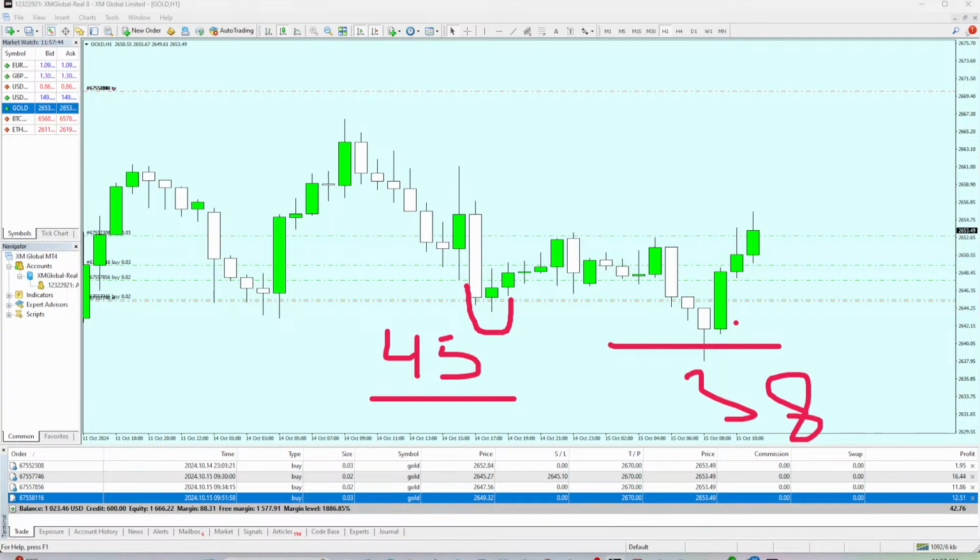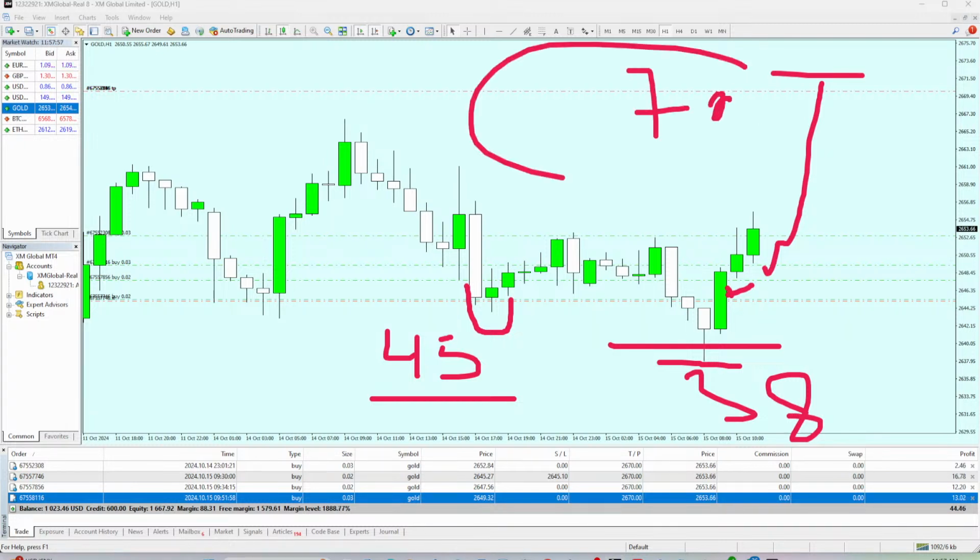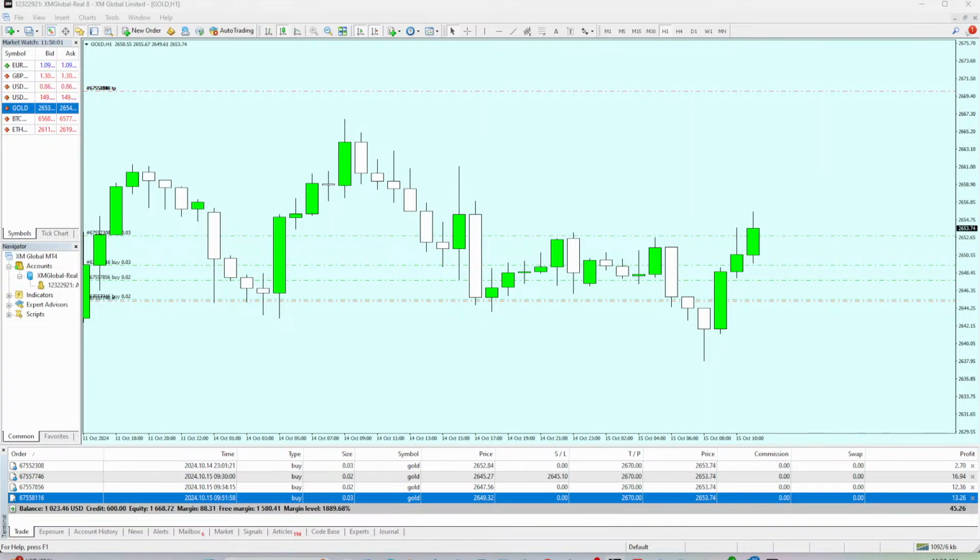Usually when you have a bear trap, it's usually a good place to take a buy right above here. Okay, stop loss right here, and you go with it. Gold's average move is $35 per day, so I'm targeting the 70 level. Okay, guys, 2670. So this is my target right here.